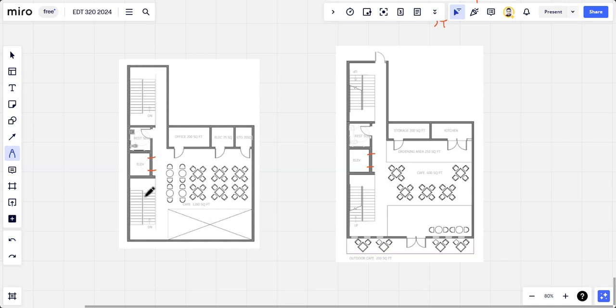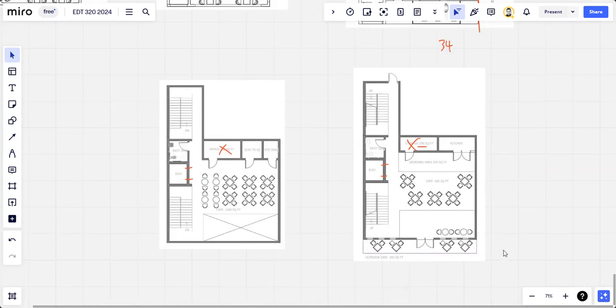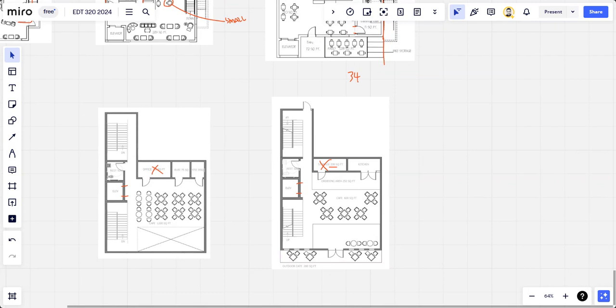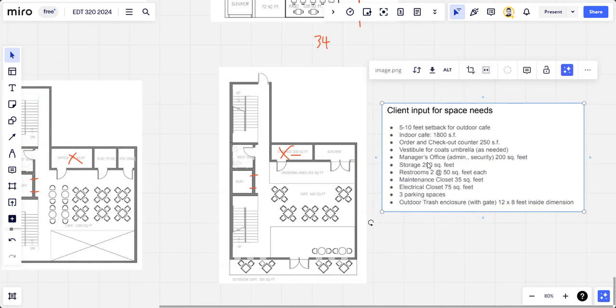But yeah, 200 doesn't look 200. The office doesn't look 200. That looks okay. So make sure that you meet client requirements. These are all the floor plans that I've received so far. And again, please make sure that you meet all the client requirements.